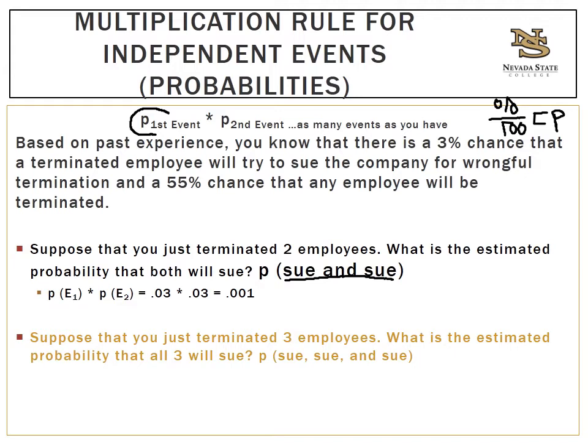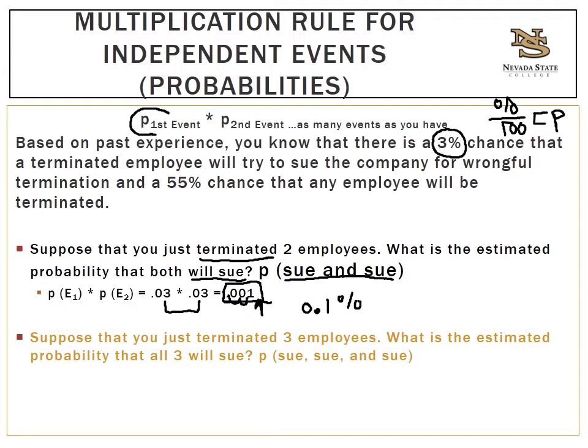So if we look at this, we know there's a 3% chance that a terminated employee will sue. If we're looking at 2 employees, we just take that 0.03 and square it. So 0.03 times 0.03, 0.001. Or if we turn this back into a percent by scooting the decimal place 2 places to the right, there's a 0.1% chance that both of those employees will try to sue for wrongful termination. Now I want you to try the next one. So suppose you just terminated 3 employees. What is the estimated probability that all 3 will sue? You can expect it to be lower than this, because now we're looking at an even more unlikely outcome. More things have to happen for it to be the case.